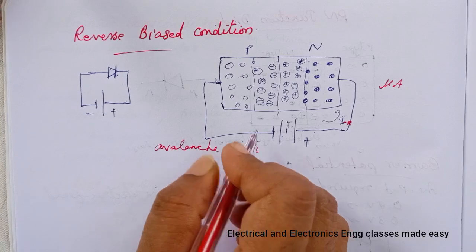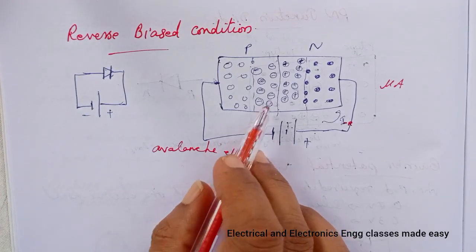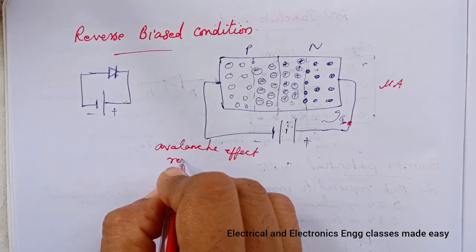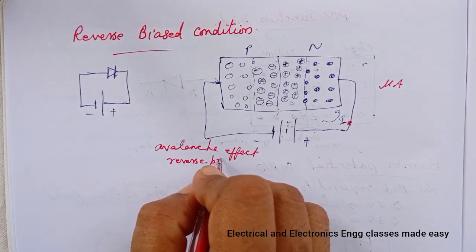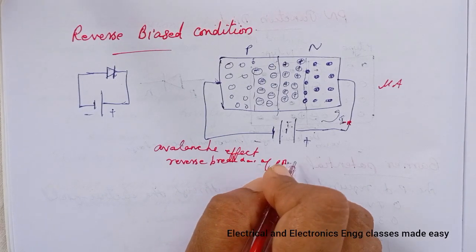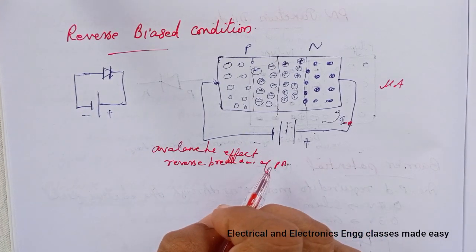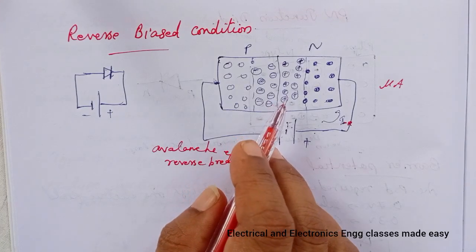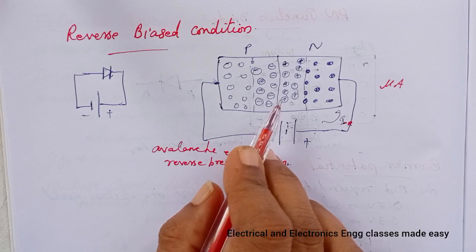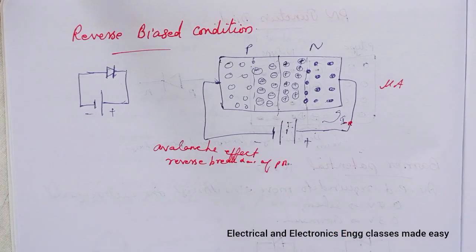And the mechanism of destroying the junction is called reverse breakdown of PN junction. And this reverse voltage at which the breakdown of a PN junction occurs is called reverse breakdown voltage.